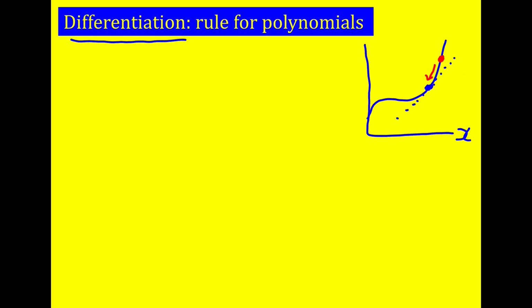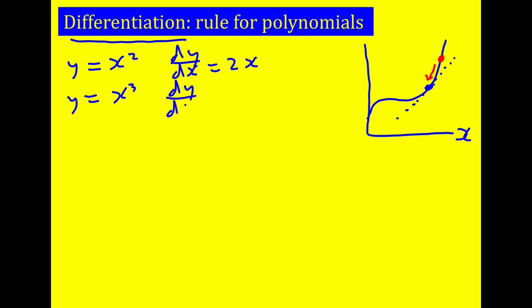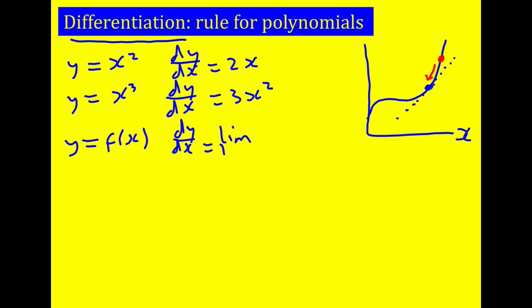And what we're interested in today is to get a rule for polynomials, because we've seen that if y is equal to x squared, dy by dx was equal to 2x. y is equal to x cubed, dy by dx is equal to 3x squared. And we proved that using this idea that if y is equal to f of x, then dy by dx is the limit as h tends to 0 of the rise over the run.